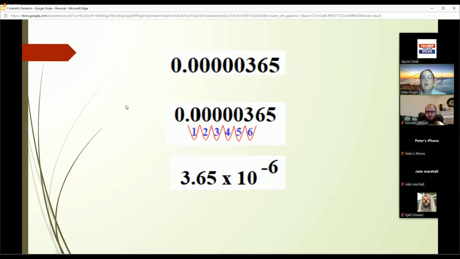Here I've got another number. Once again, smaller than 1. It's a small number, so I know I'm going to have a negative exponent. I want to move it all the way to this point. So I just count the number. It's 3.65 times 10. I moved it 6 spaces, 10 to the negative 6.